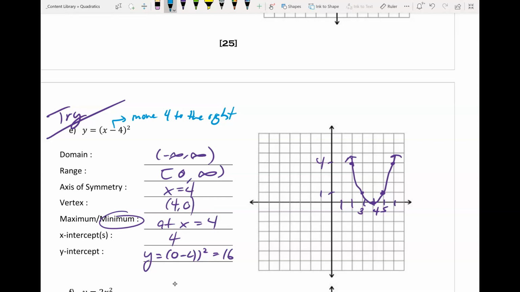So your domain is negative infinity to positive infinity, doesn't change. Your range is from 0 to infinity. Your lowest y value is 0. Axis of symmetry now is at x equals 4. And you have a minimum there at x equals 4. Your x-intercept's also 4. That's when we cross the x-axis. And then you need to find the y-intercept. In this case, you could just set x equal to 0 and then solve for y. So then you're going to get negative 4 squared. And that negative's inside the bracket, so that's negative 4 times negative 4, which is positive 16.